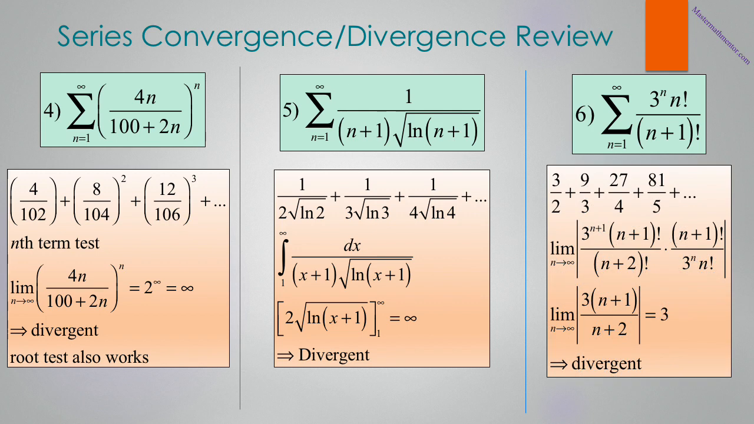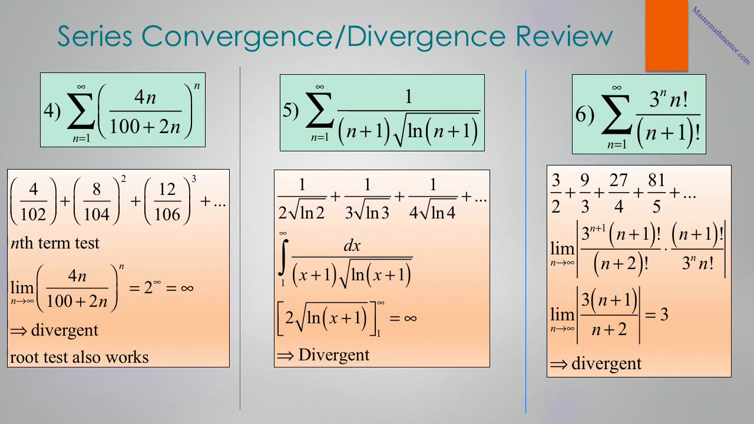Number 6 reads summation n equals 1 to infinity of 3 to the n times n factorial over n plus 1 factorial. Expanding, we get 3 halves plus 9 thirds plus 27 over 4 plus 81 over 5 plus dot dot dot. This is a good example of why it is a good idea to expand your expression. It is clear that the denominator is much simpler than it appeared.